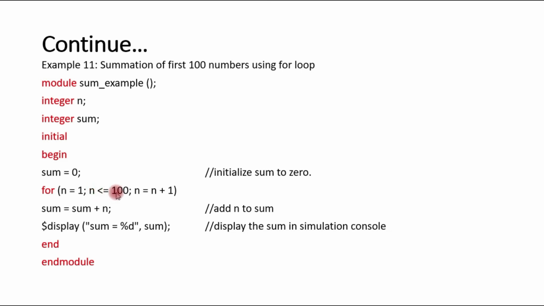N is less than or equal to 100 and numbers are added one by one. So n is n plus 1, sum equal to sum plus 1. Initially the sum is 0, and for the first case n equal to 1, so sum equal to 1. It should be a register data type because sum is holding the value of the previous sum, and finally we are displaying the sum value.